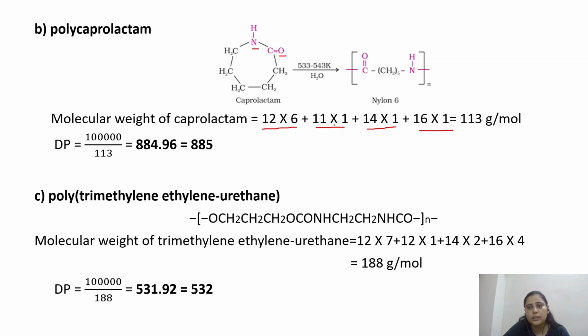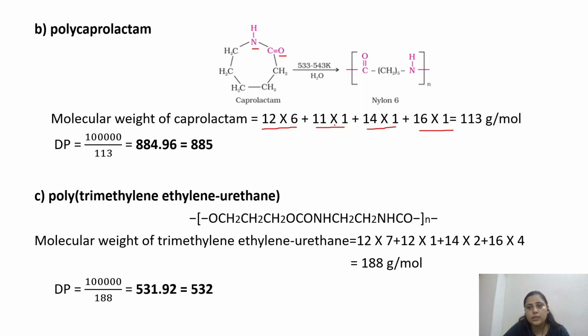So the degree of polymerization is 1 lakh divided by 113. The final value is 885. This molecular weight is constant and given for all the polymers, and we need to see how many monomers or repeating units can come in this polymer for that constant weight. So it depends on the molecular weight of the monomer, which is the denominator.